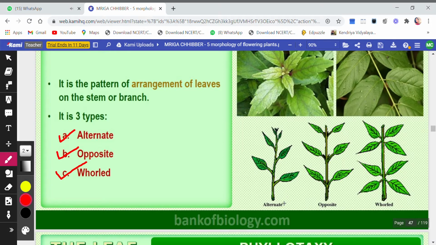Now you see here, this is an alternate arrangement where the leaves are alternatively placed on a stem or a branch. This is an opposite arrangement where the leaves are oppositely placed on a stem or a branch. You see, they are opposite to each other, right? And this is a whorled. Whorled means when they make a flower like appearance, because there is one single point and all of them are attached to that particular point. So that is called whorl. So either the leaves are placed alternatively or they are placed opposite or whorled.